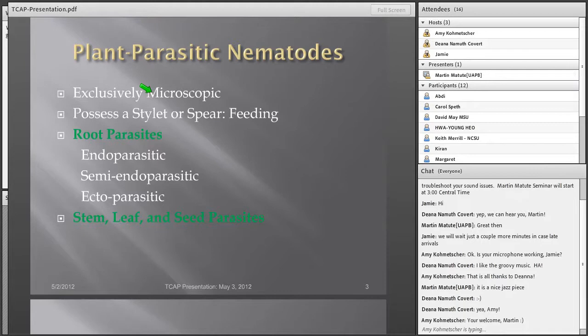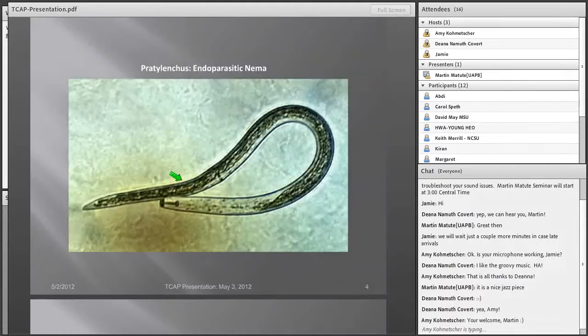Now, for root nematodes, there are three groups. We have the endoparasitic, the semi-endoparasitic, and the ectoparasitic. Then we also have nematodes of stems, leaves, and seeds. So we can see from here that there does not seem to be any part of a plant that is spared from nematode parasitism. Nematodes could be a problem in any part of the plant. It just depends on which plant or which crop you are looking at.